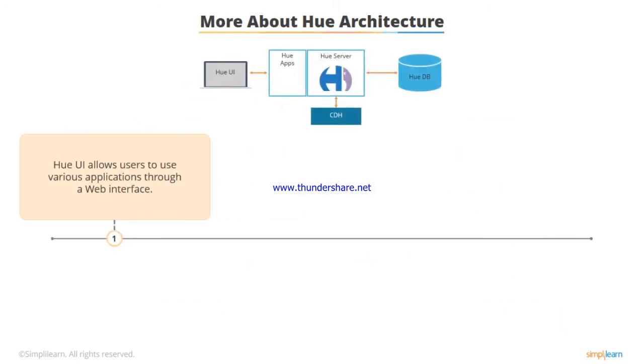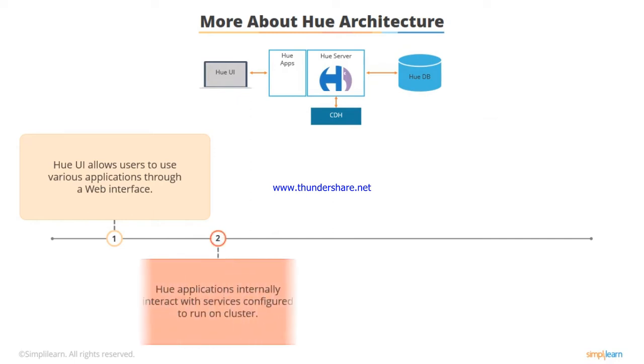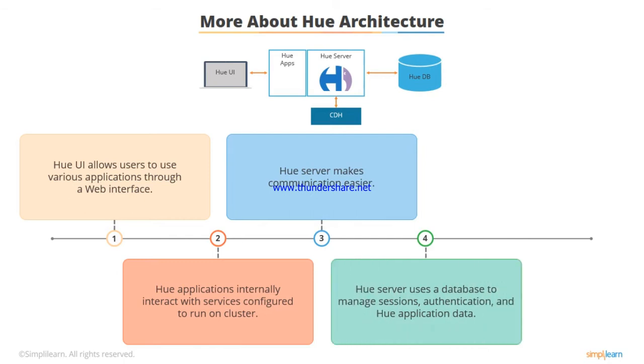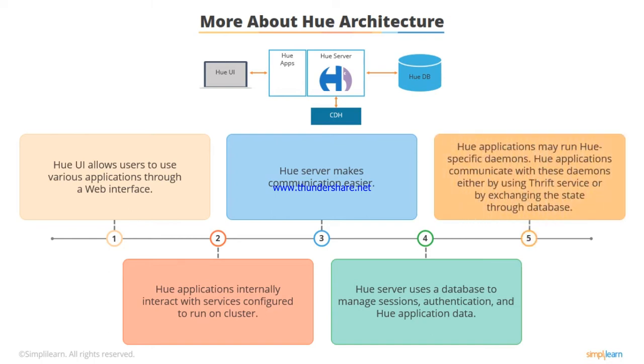Hue UI allows users to use various applications through a web interface. Hue applications internally interact with services configured to run on the cluster. Hue Server makes communication easier. Hue Server uses a database to manage sessions, authentication, and Hue application data. Hue applications may run Hue-specific daemons. Hue applications communicate with these daemons either by using Thrift service or by exchanging the state through the database.